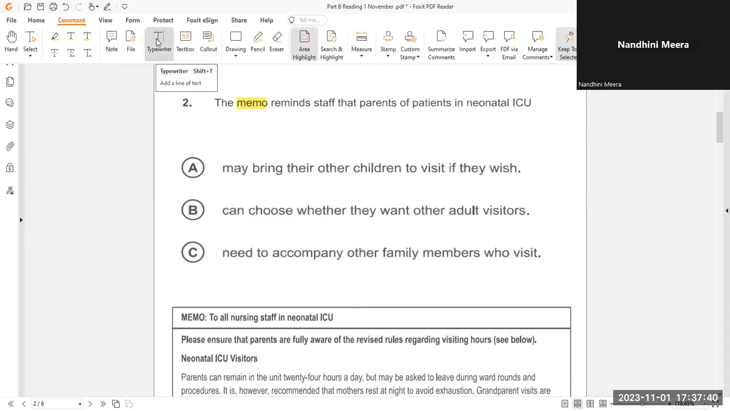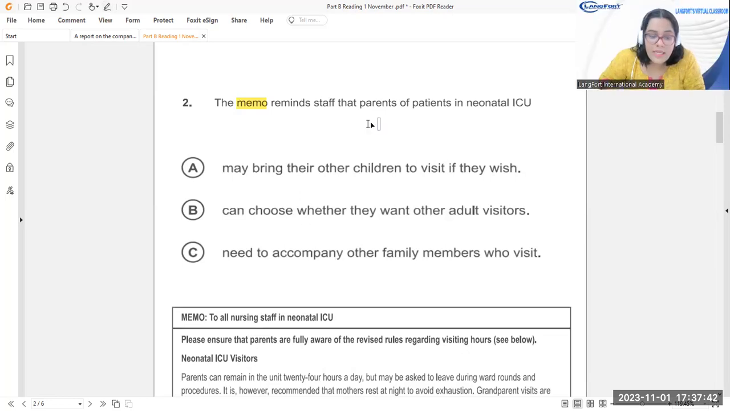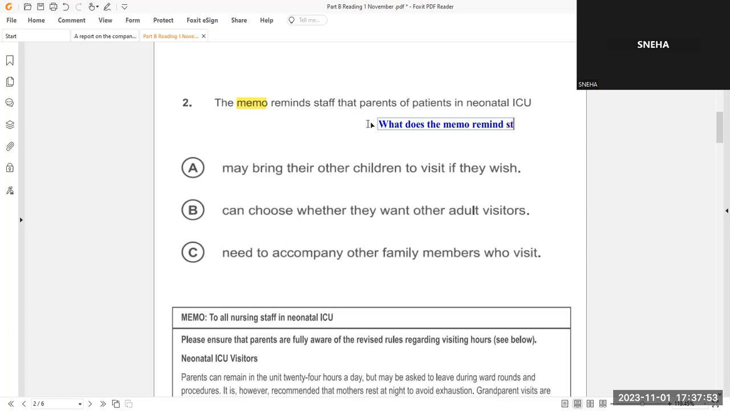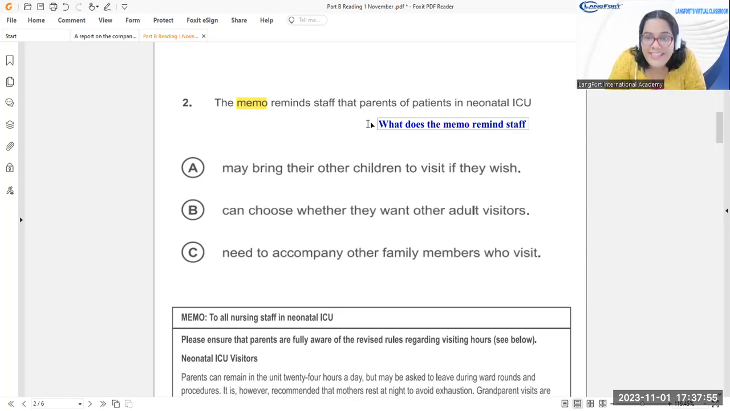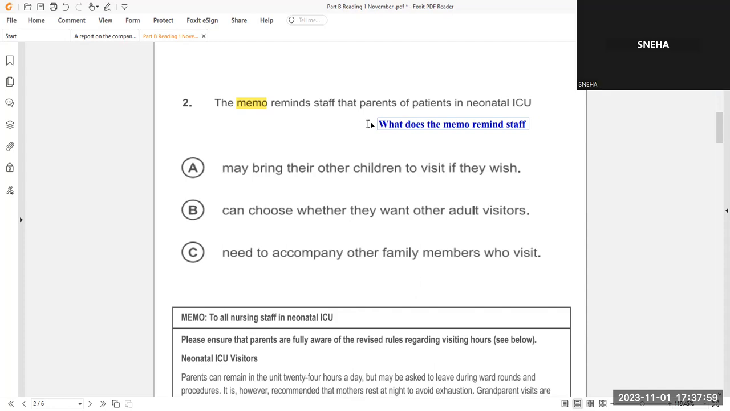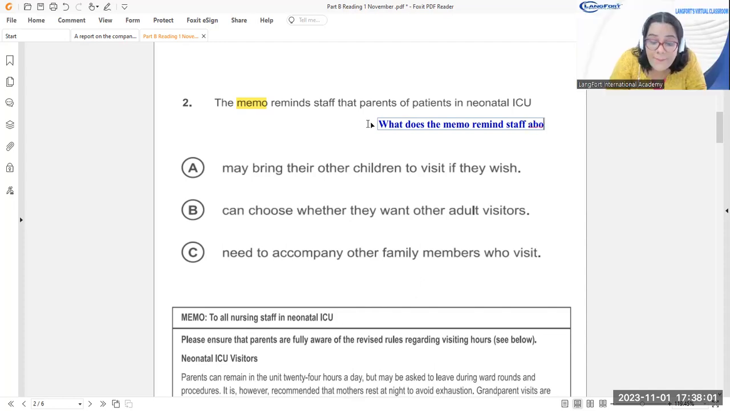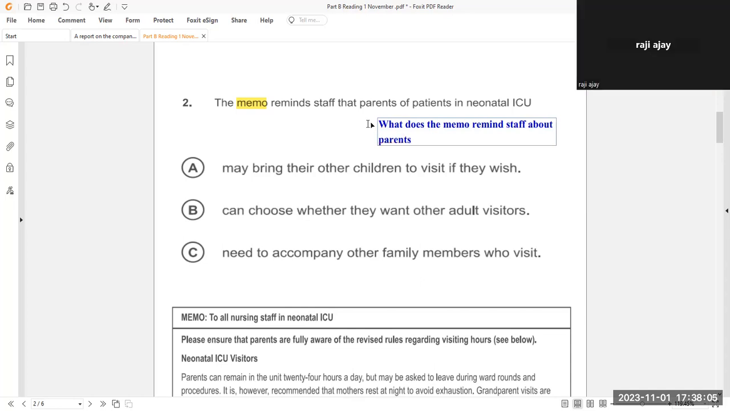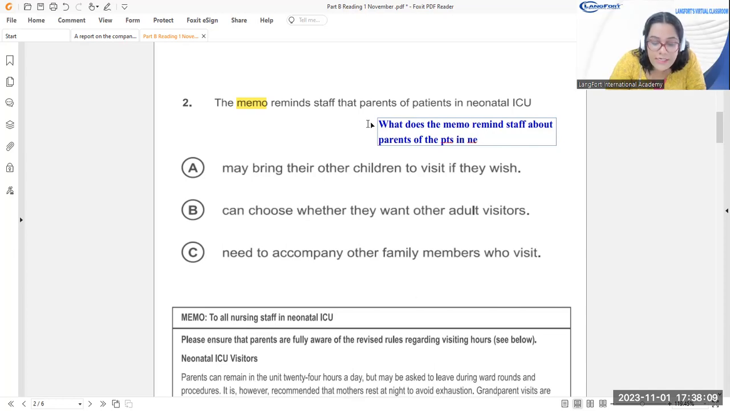What does the memo remind staff? The memo reminds staff about parents of patients in neonatal ICU. Yes, very good, in neonatal ICU.